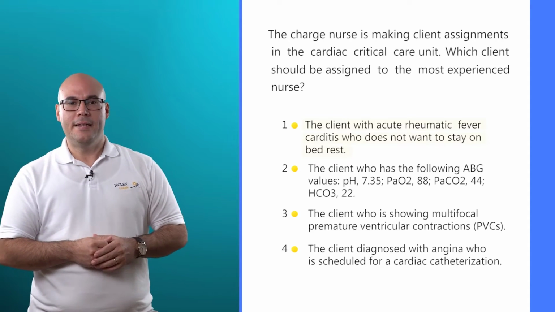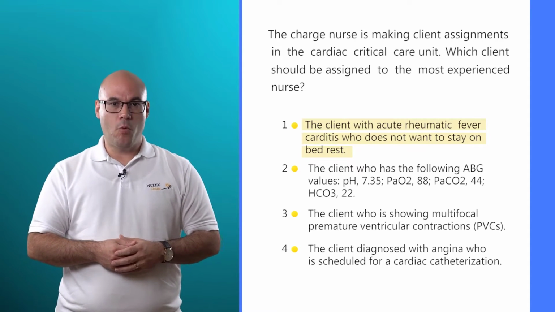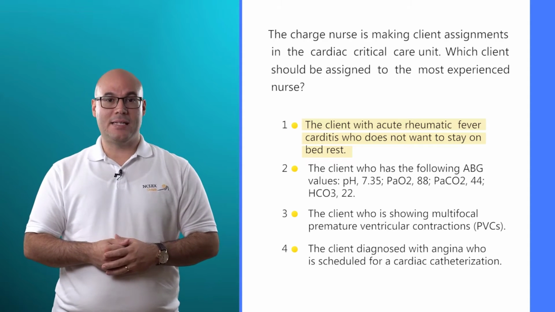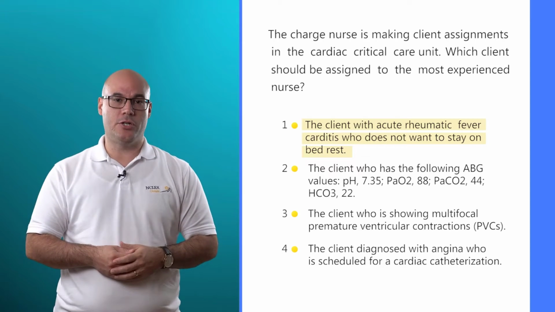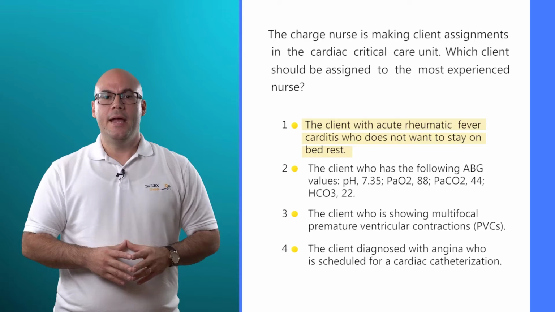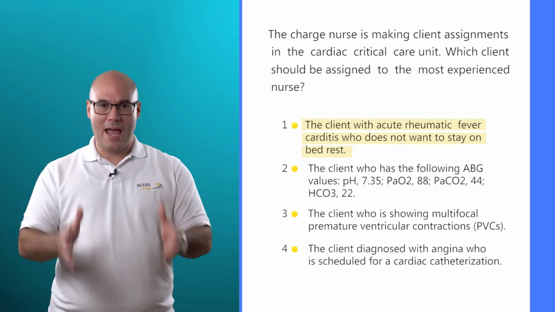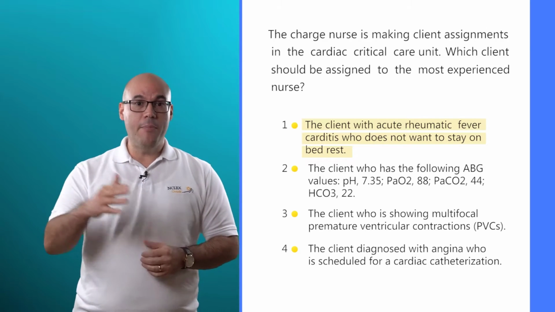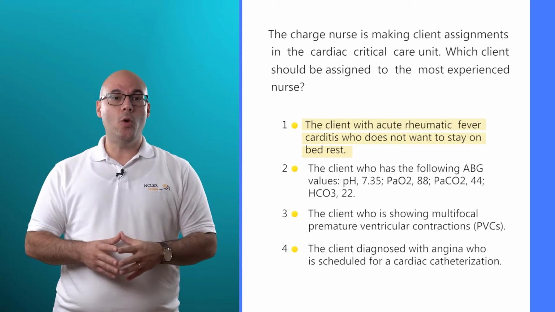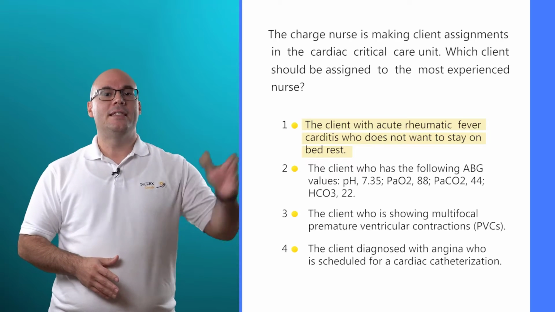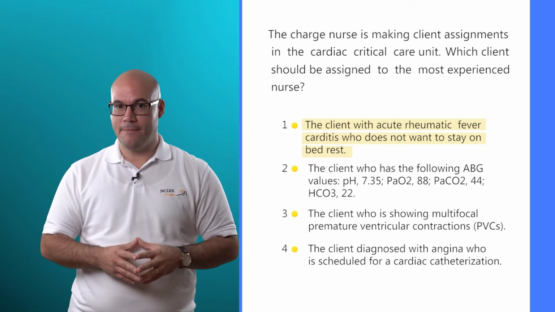Answer number 1. The client has an acute rheumatic fever carditis. The word acute is important, as acute conditions are prioritized over chronic stable conditions in most scenarios. A client that has an acute condition means something is going on right now. However, if you keep reading answer number 1, you will identify that this patient only needs teaching about staying in bed because he does not want to stay on bed rest.